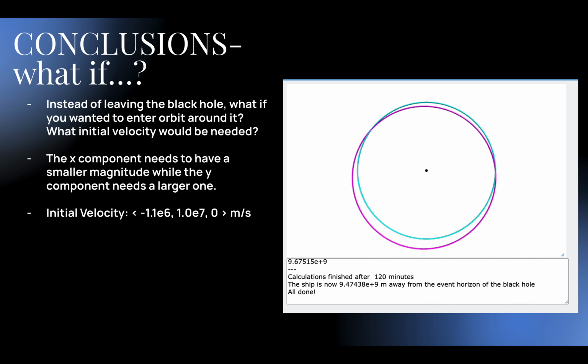And what if, instead of leaving the black hole, you wanted to enter orbit around it? What initial velocity would be needed? We can solve for this through knowing that the x component needs to have a smaller magnitude, while the y component needs a larger one, the opposite of the initial situation.